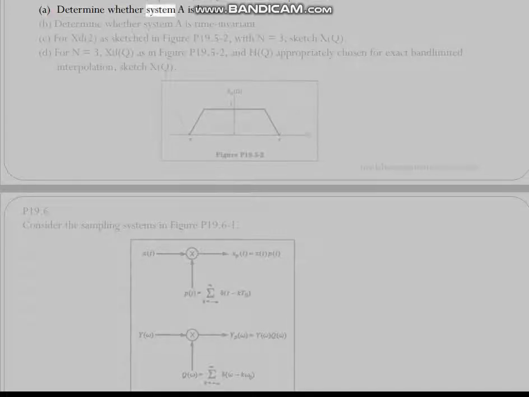A. Determine whether system A is linear. B. Determine whether system A is time invariant. C. For x_d[n] as sketched in figure P19.5-2, with n equals 3, sketch x_e[n]. D. For n equals 3, x_d[n] as in figure P19.5-2, and h(e^jω) appropriately chosen for exact band-limited interpolation, sketch X(e^jω).